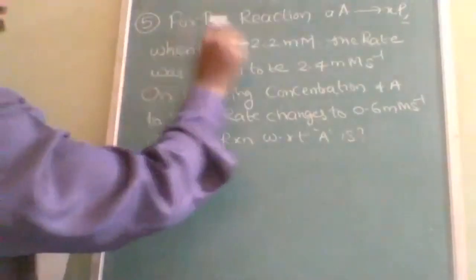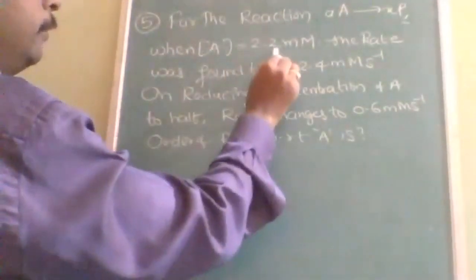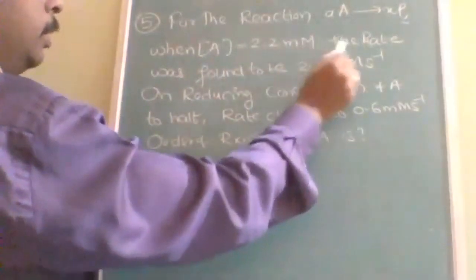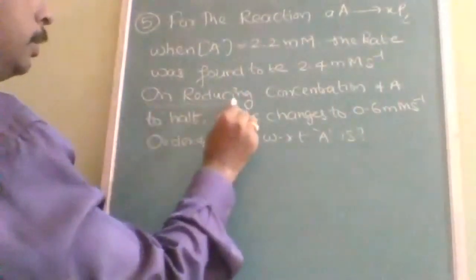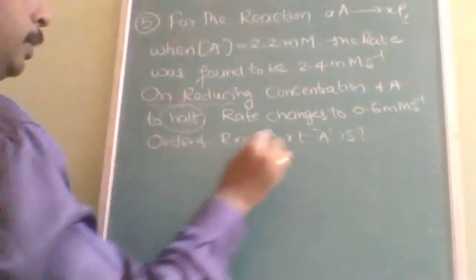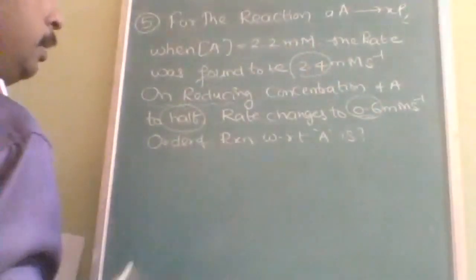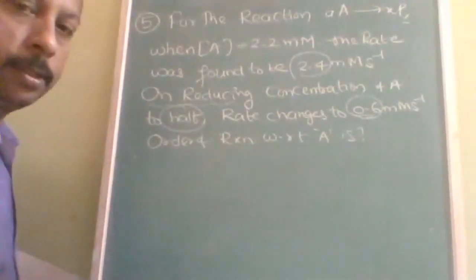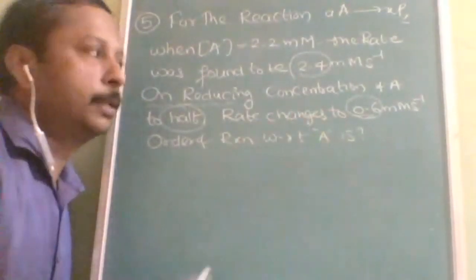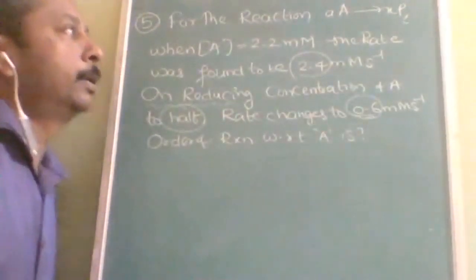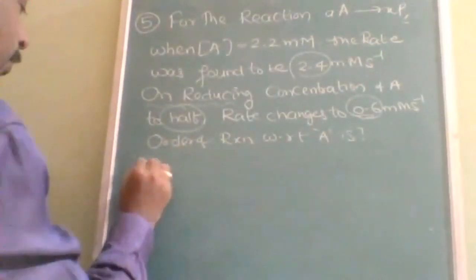Okay, here is the next question. For the reaction, a moles of A react to give x moles of P. When the concentration of A is 2.2 millimolarity, the rate was found to be 2.4 millimolarity second inverse. But on reducing the concentration of A to half, the rate changes to 0.6. Initially it was 2.4, then it is 0.6. Then the order of reaction with respect to A is? Okay, so I will give you the options.